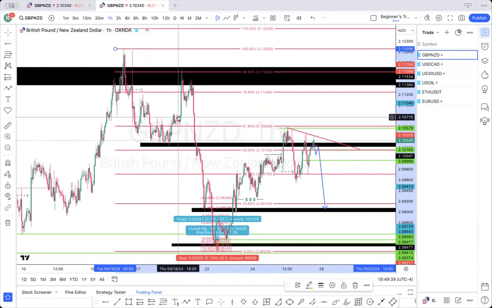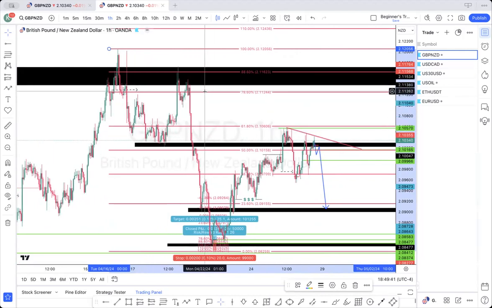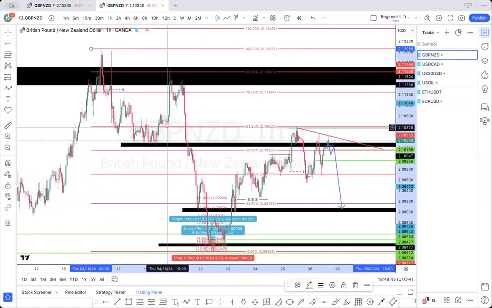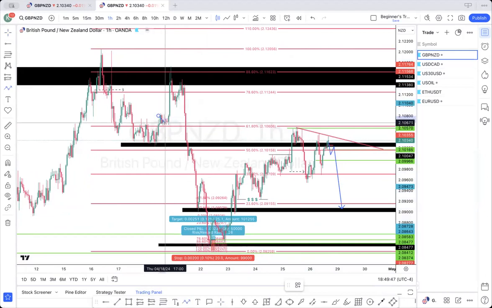This was the initial, what time frame am I on? 1 hour. So this was the initial last swing of this move up. It pulled back. It pulled up, gave a minor level break of structure on the 15-minute, right?